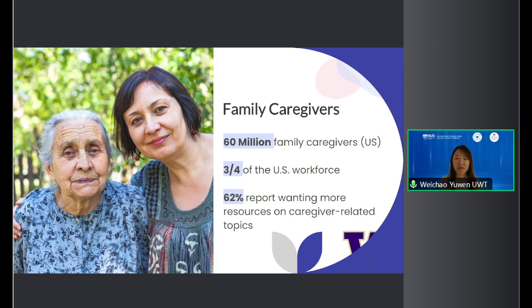So, some background around family caregivers. In the United States, there are 60 million family caregivers, and three quarters of them are part of the US working workforce. A lot of them are what we call the sandwich generation. They are not only raising young children, but also caring for their elderly family, just like in Singapore. Those people are the backbone of our healthcare system. And the majority of them report wanting more resources on caregiver-related topics, such as how to care for themselves.